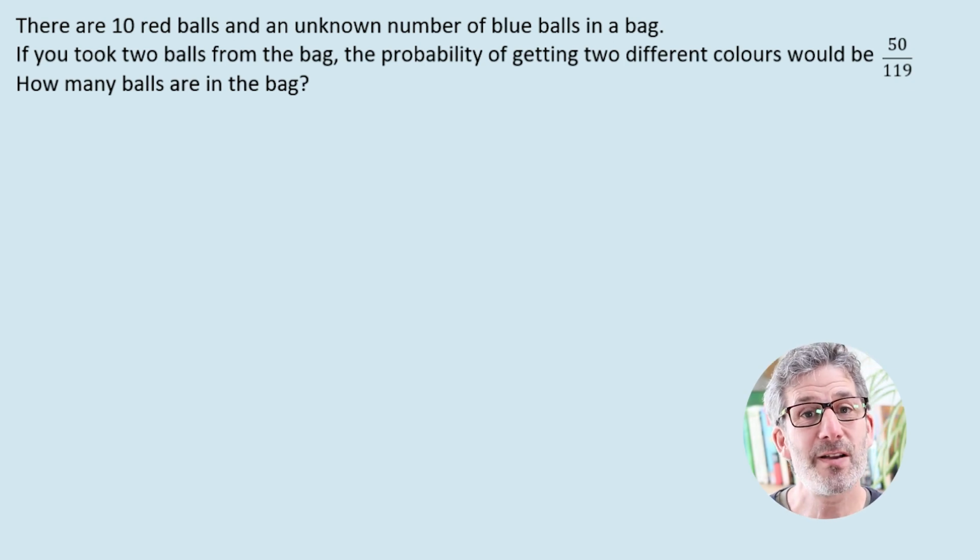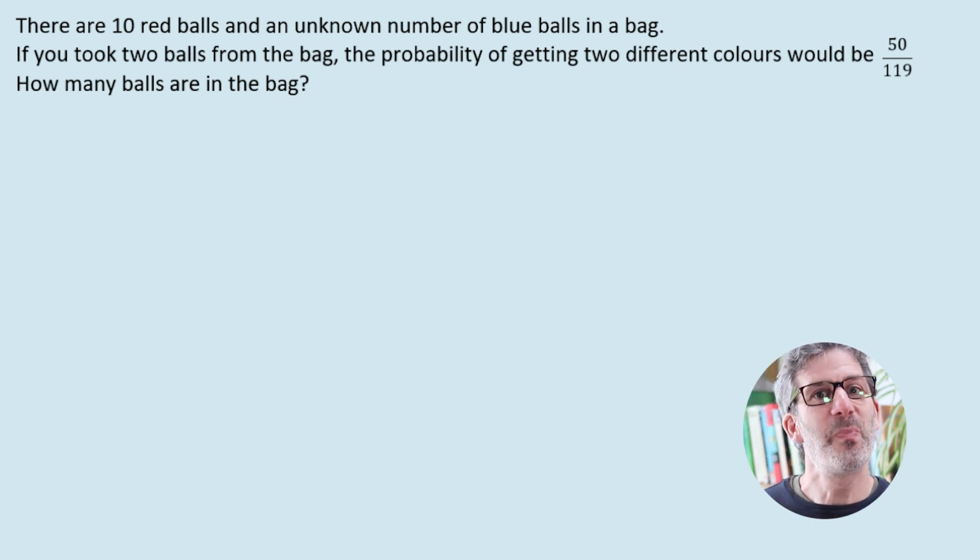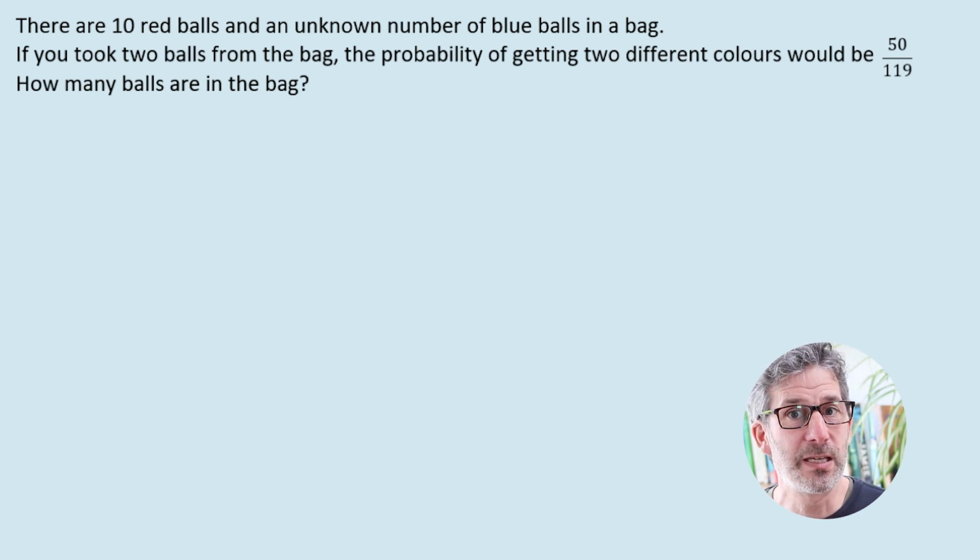Questions like this require us to have a good understanding of probability. You need to know how to calculate the probability of combined events, in other words, when there's more than one thing happening. But also, and the thing that makes this a level 9 question, you need to have the ability to set up and solve equations to describe those probabilities algebraically.